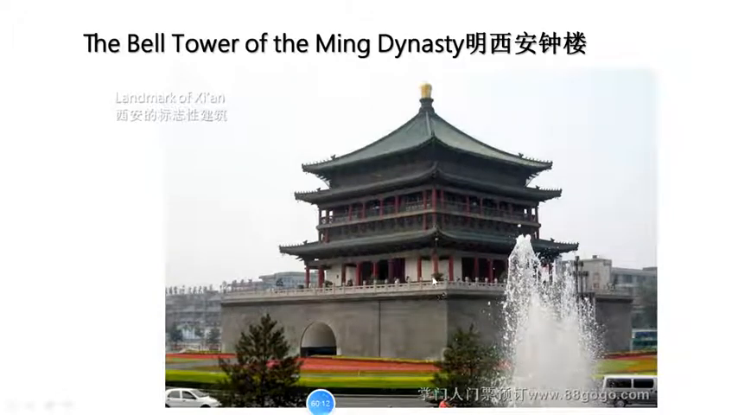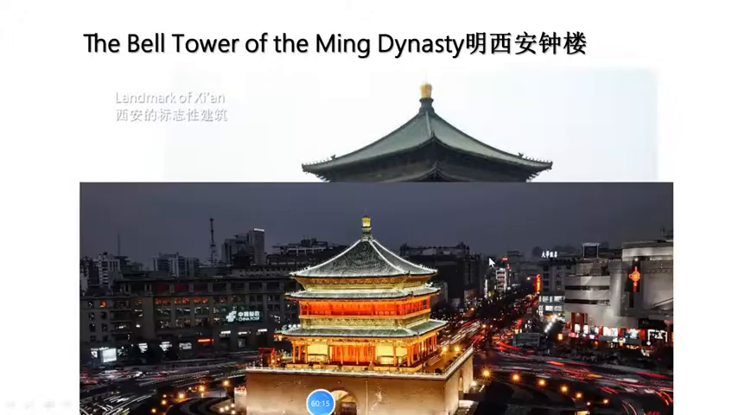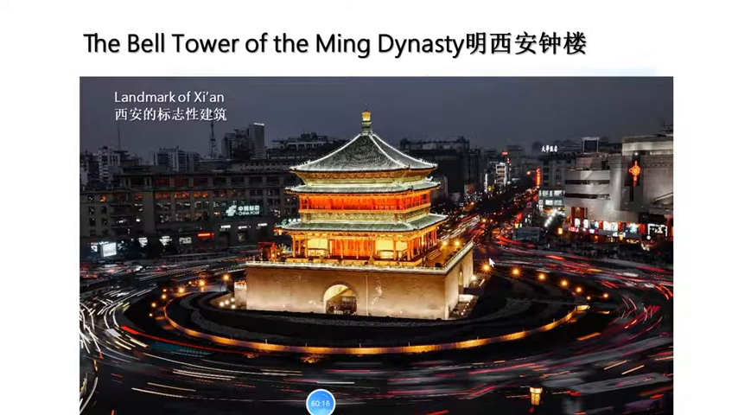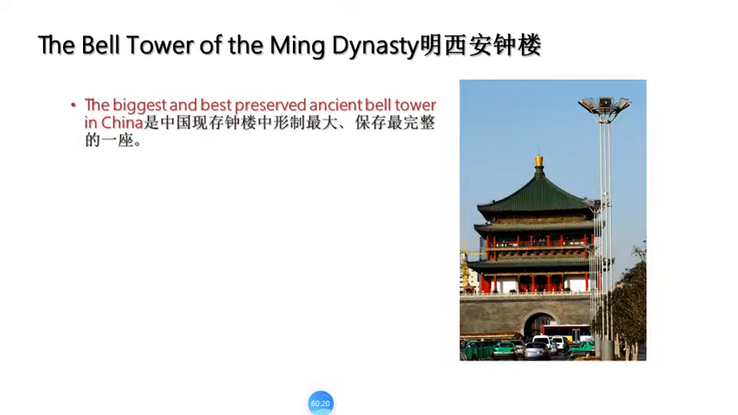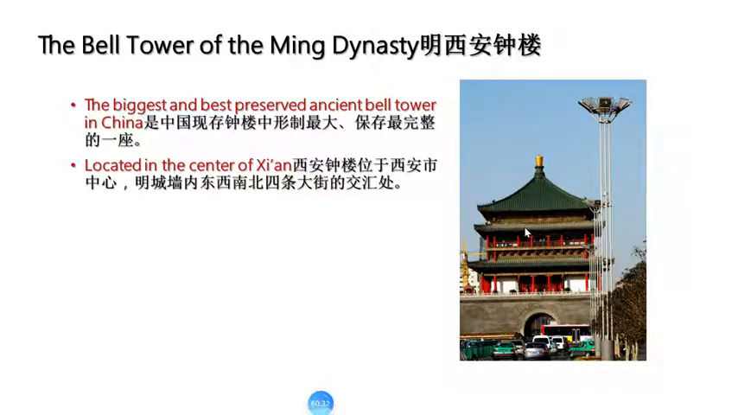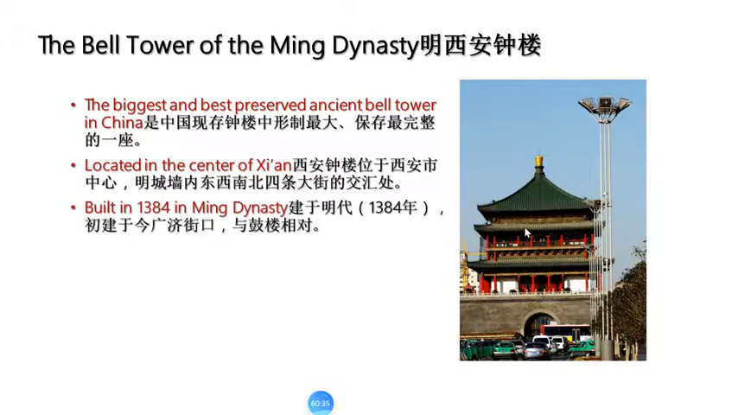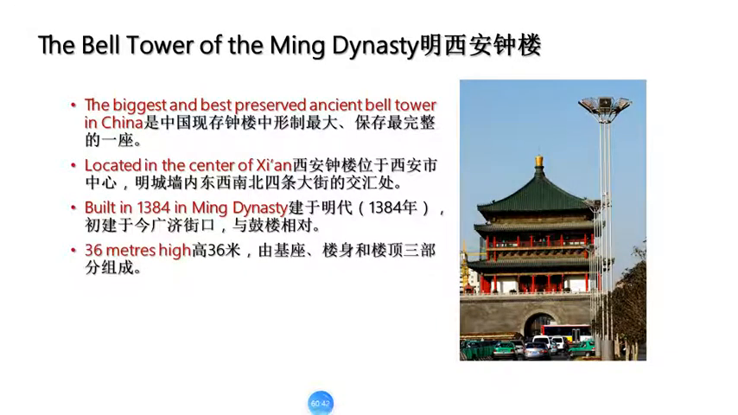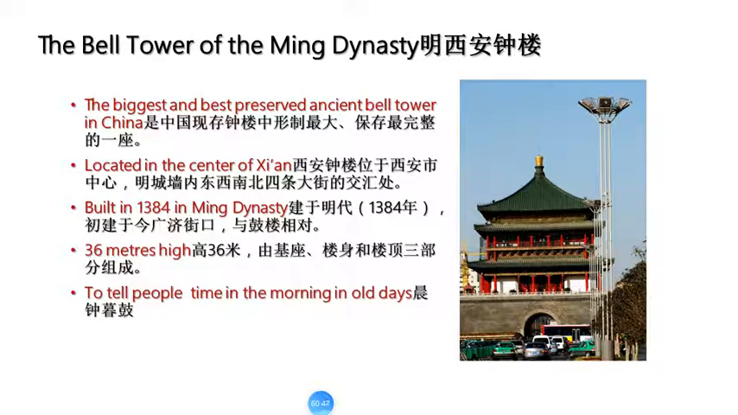The bell tower of the Ming Dynasty. It is a landmark of Xi'an. It is the biggest and best preserved ancient bell tower in China. There's a huge ancient bell inside. It is located in the center of Xi'an. It was built in 1384 in the Ming Dynasty. 36 meters high. It was used to tell people time in the morning in old days.